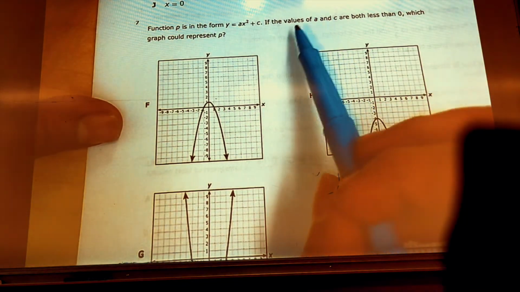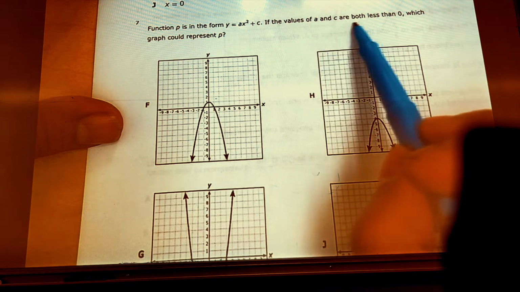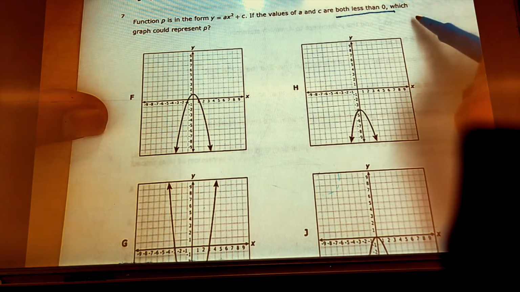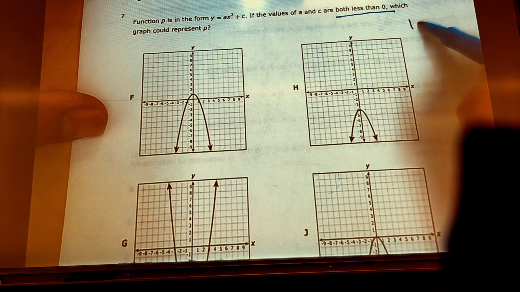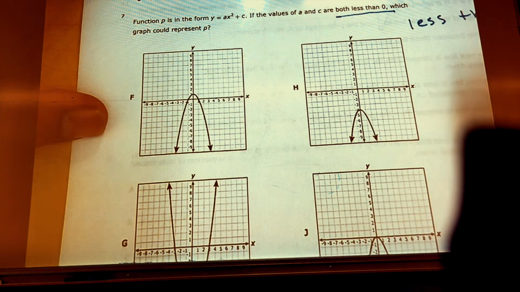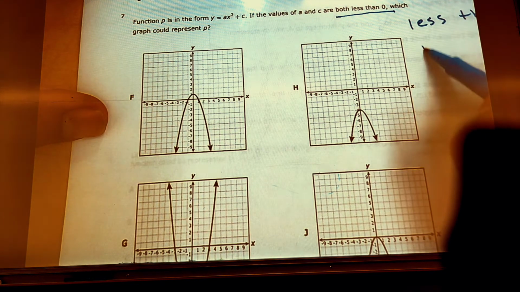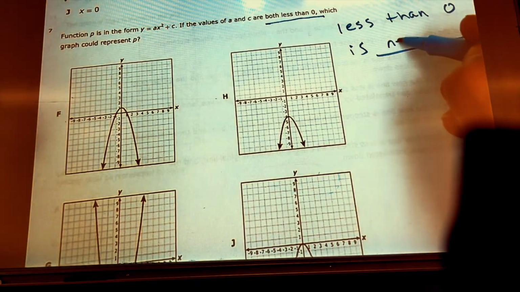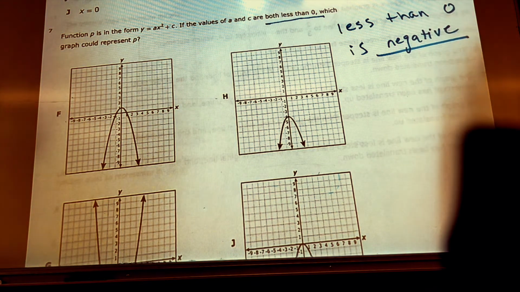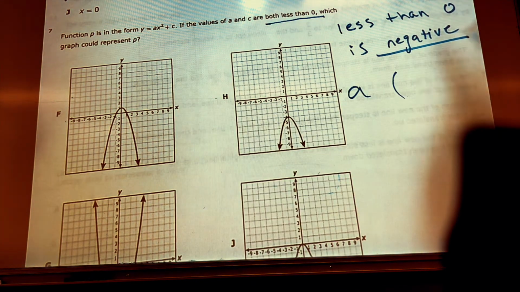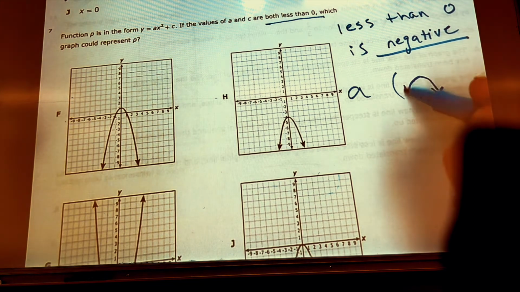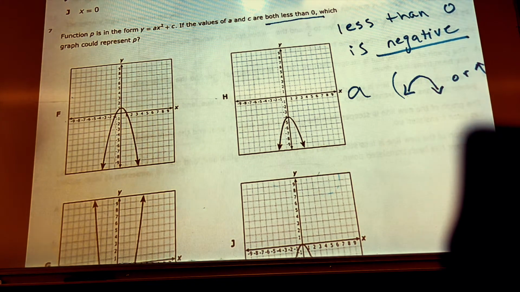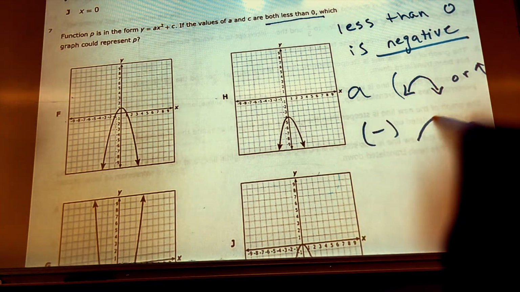It says that if the values of A and C are both less than 0, which graph could represent P? Okay, so both less than 0. Less than 0 means it is negative. So they're both negative. The A is in control of whether it opens down or up. So negative means it opens down.